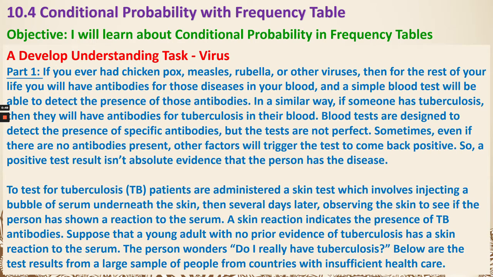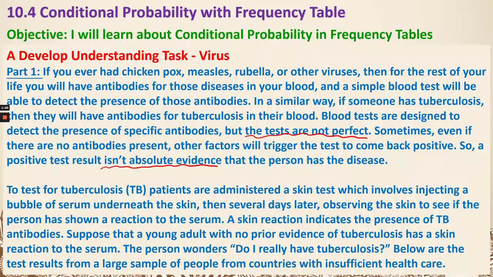Blood tests are designed to detect the presence of specific antibodies, but the tests are not perfect. Just like our COVID vaccine right now. Sometimes, even if there are no antibodies present, other factors will trigger the test to come back positive. So a positive test result isn't absolute evidence that the person has the disease, which is also something we refer to as a false positive.